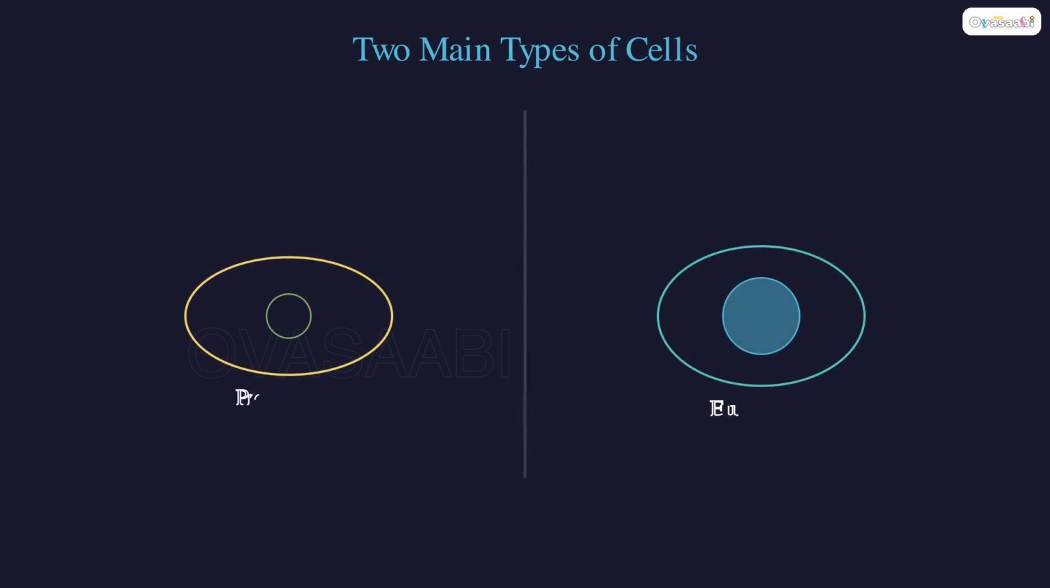There are two main types of cells. Prokaryotic cells, like bacteria, have no nucleus. Eukaryotic cells, like ours, have a true nucleus inside.